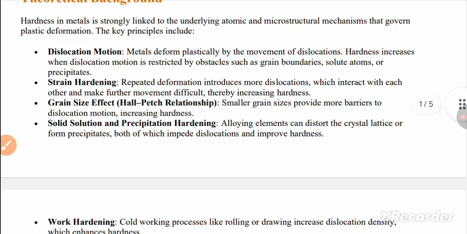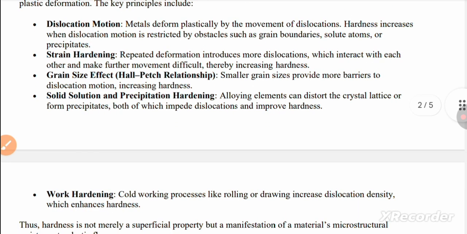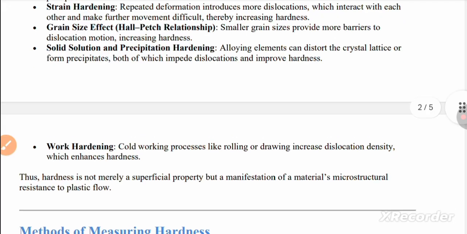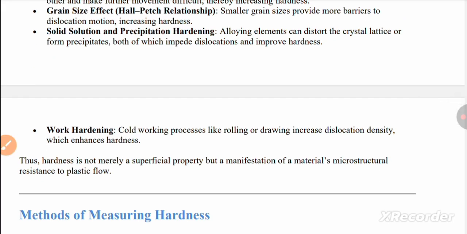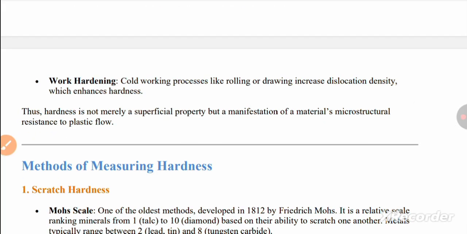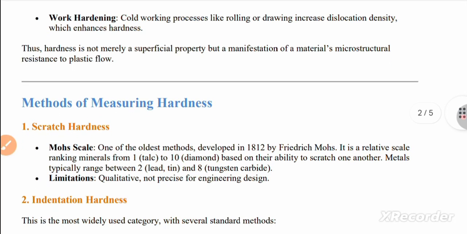Solid solution and precipitation hardening. Alloying elements can distort the crystal lattice or form precipitates, both of which impede dislocations and improve hardness. Work hardening. Cold working processes like rolling or drawing increase dislocation density, which enhances hardness. Thus, hardness is not merely a superficial property, but a manifestation of a material's microstructural resistance to plastic flow.